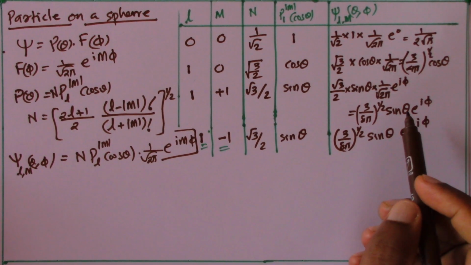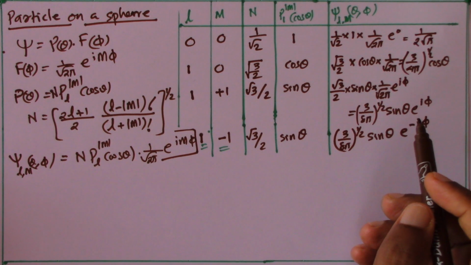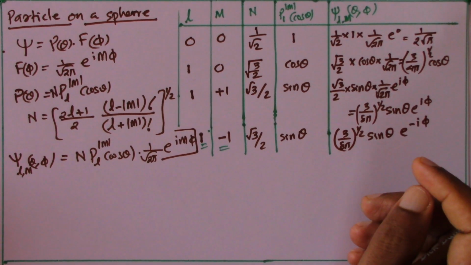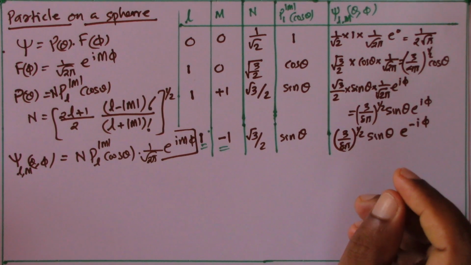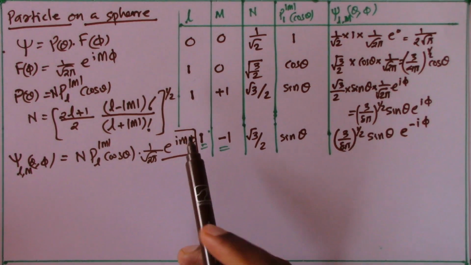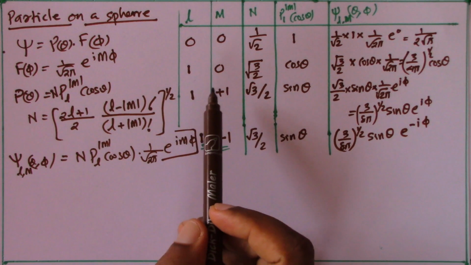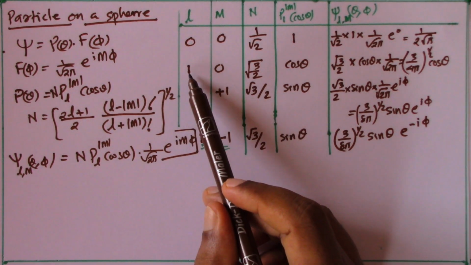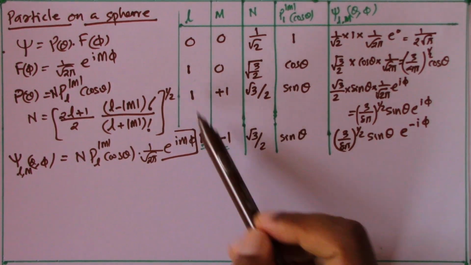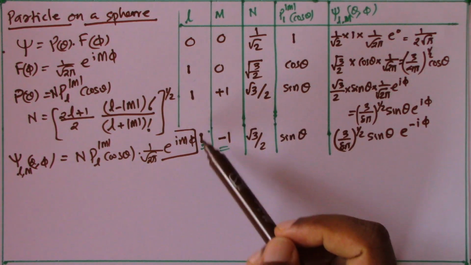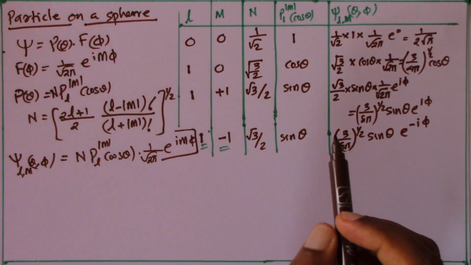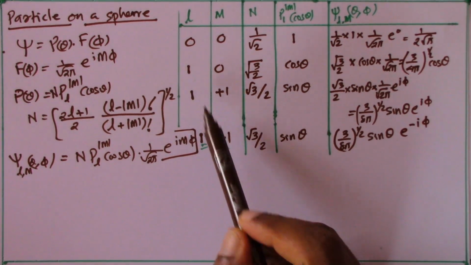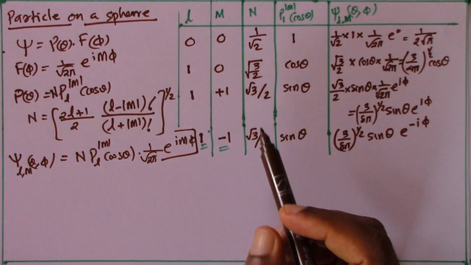So somehow we have to convert this to real functions. But it's a blessing that in quantum mechanics we have an option for this, because you have to note here that the last three functions have L is equal to 1. And what about the energy corresponding to these last three functions?